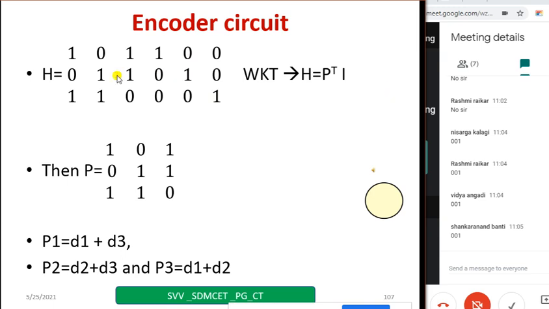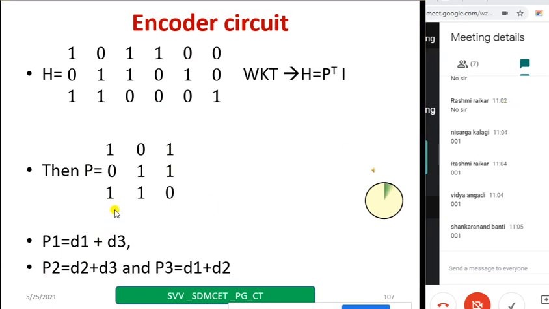P is given. From the H I am writing a P. And for the encoder circuit, I need a P. Please remember, this is a little different from what we are covering now. For the encoder, I need a P. Now, parity bit 1 is given by D1 plus D3. From the second row, D1 plus D3. P2, the second parity bit, is given by D2 plus D3. And the third parity bit is given by D1 plus D2. So all of you should already know, just recall again how a parity bit I am going to get.